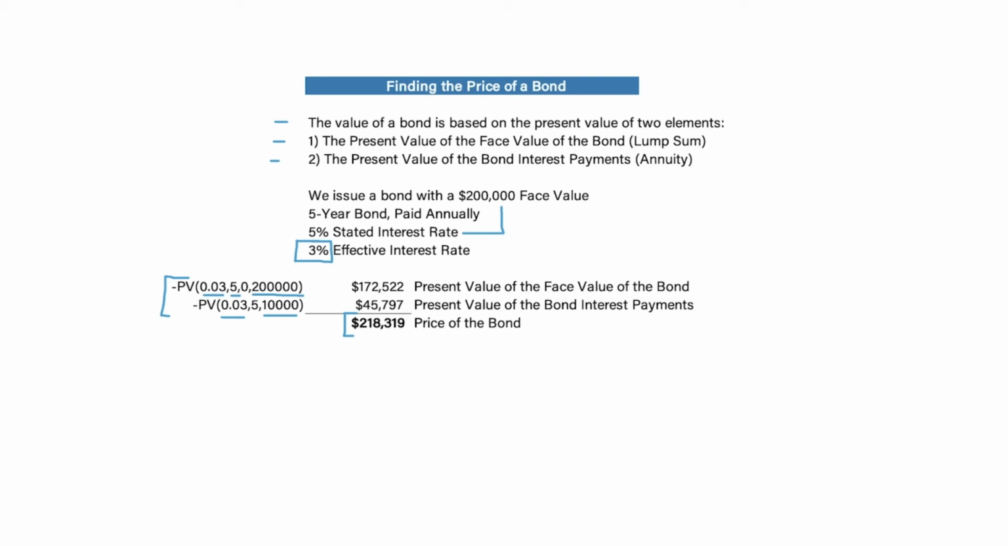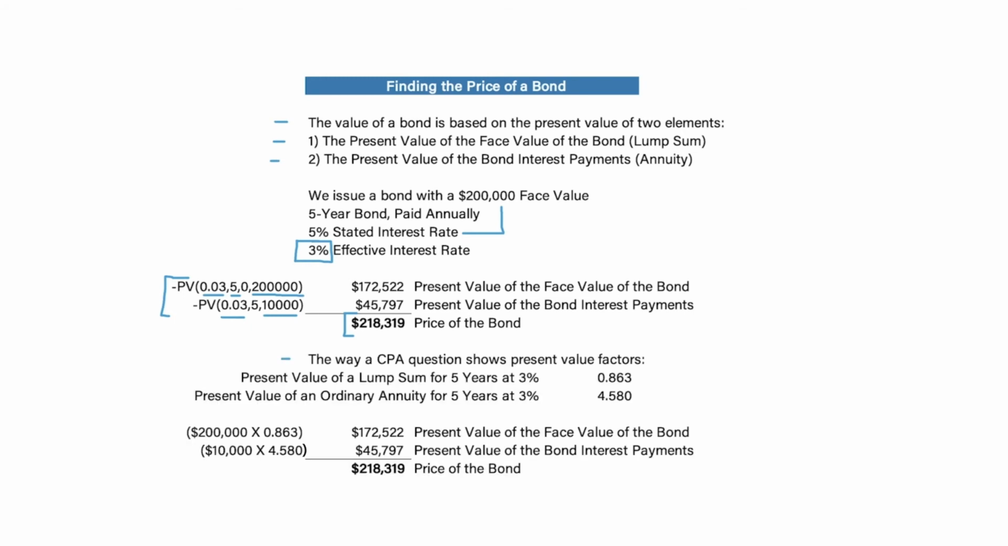So I wanted to show this to you in Excel to help you conceptually understand the concepts and maybe practice them, but here's the way that a CPA question would present the information. It would say a present value of a lump sum for 5 years, 3%, 0.863. So then for the present value of the face value of the bond, we would take the 200,000 times 0.863.